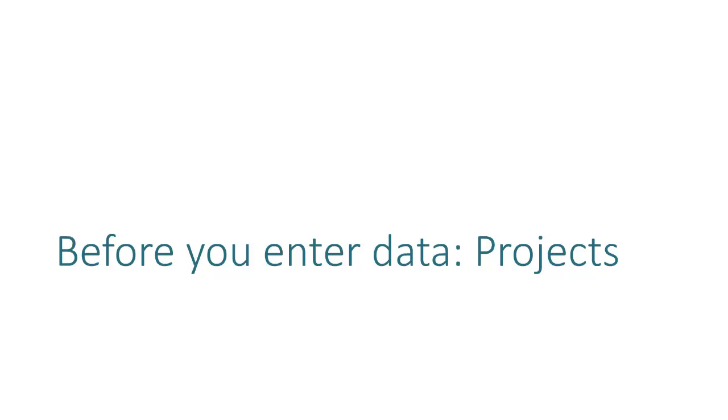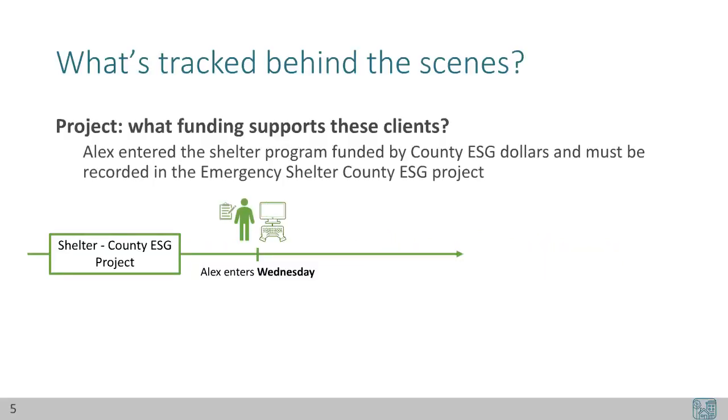Before you enter data, know your projects. Behind the scene of every client in HMIS are details essential to making our data meaningful. Identifying the right project in HMIS means identifying what funding supports your clients. Let's use the Emergency Solutions Grant from HUD as an example. Our client Alex entered a shelter program funded by county ESG dollars and therefore must be recorded in the Emergency Shelter County ESG project. In our example, Alex enters the shelter on Wednesday.